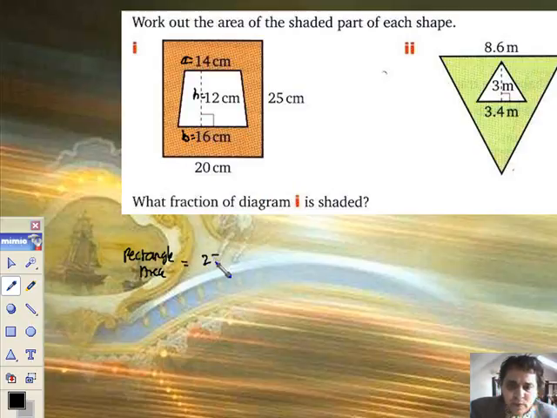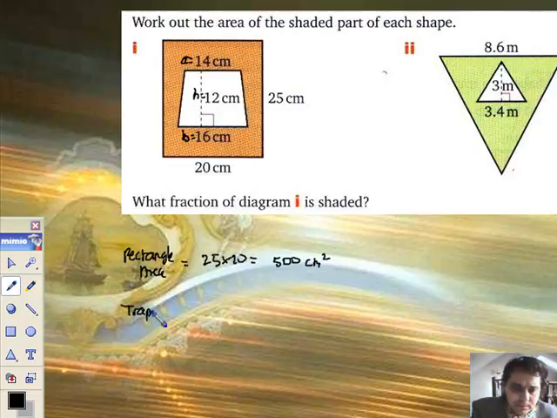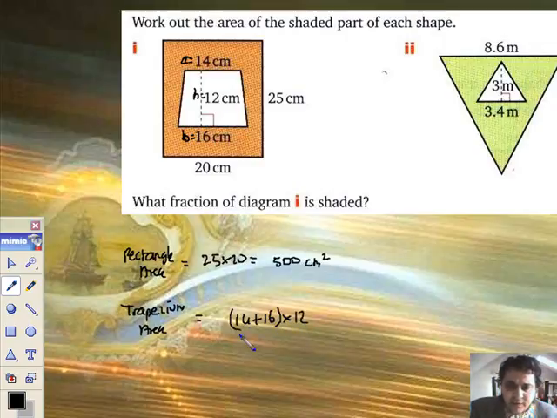Very simple. 25 by 20, that's going to give us 50 with a 0 in it, so we've got 500 centimetre squares. Now the trapezium is going to be 14, that's the A, plus 16, that's the B. Get the answer, multiply by the height of 12, divide by 2. I'll try this without a machine. Right, 14 and 16, 30. So I've got 30 times, let's cancel down the 12s, 30 times 6, 3 6s are 18, 180 centimetre squares.